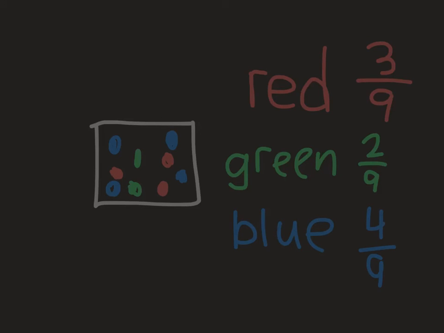The probability of pulling a red candy is 3 out of 9, or 3 to 9, or 33%. The probability of pulling a green candy is 2 out of 9, or 2 to 9, or 22%. And the probability of pulling a blue candy is 4 out of 9, 4 to 9, or 44%.